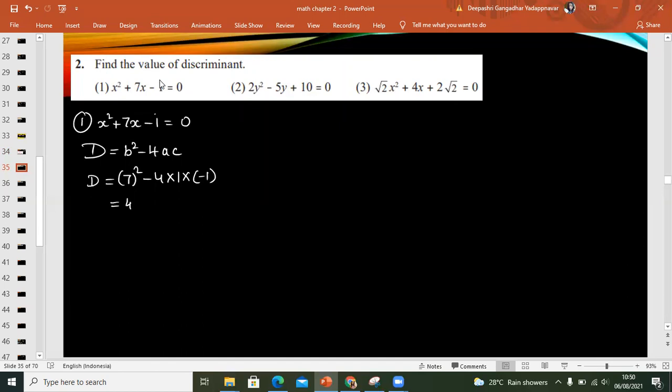7 square is 49. Negative times negative becomes positive. 4 times 1 is 4. 4 times again 1 is 4. Gives you 53. So here discriminant is equal to 53.